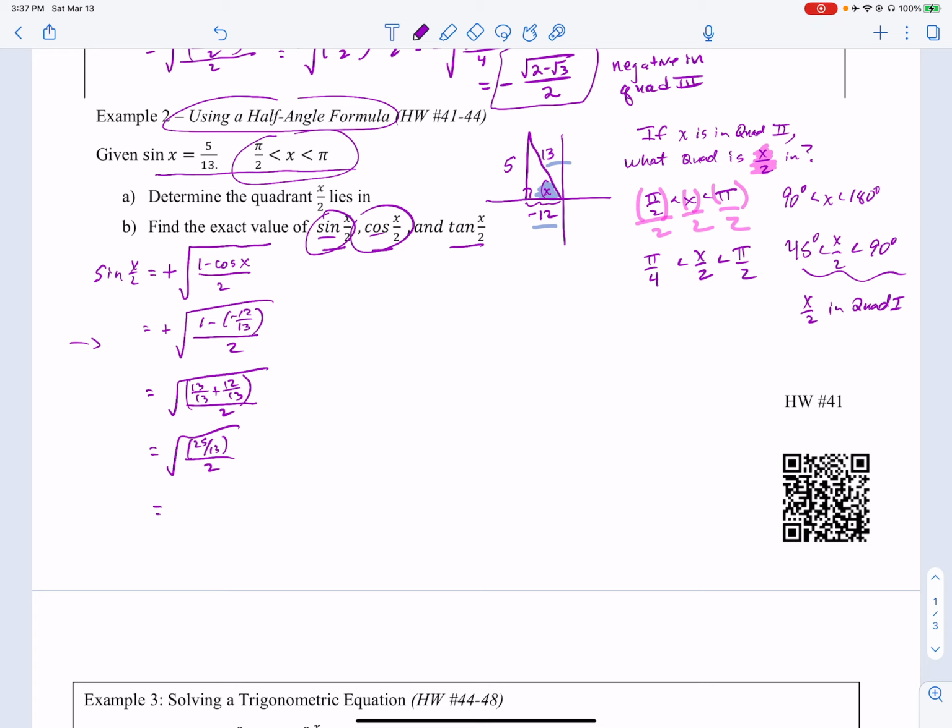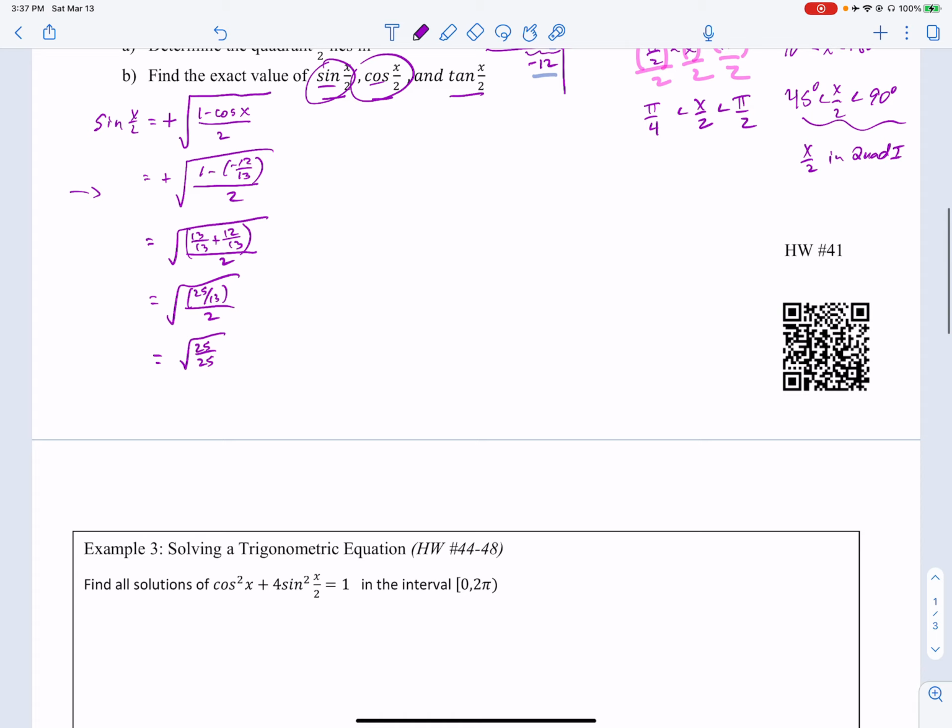And so when you take 25/13 and you divide by 2, you multiply by 1/2, becomes 25 over 26. That is the square root of 25 over the square root of 26, which is 5 over root 26. Again, positive as you're going down because x divided by 2 was a quadrant 1 angle and sine in quadrant 1 is positive. And then you rationalize. You've got to show work on that.